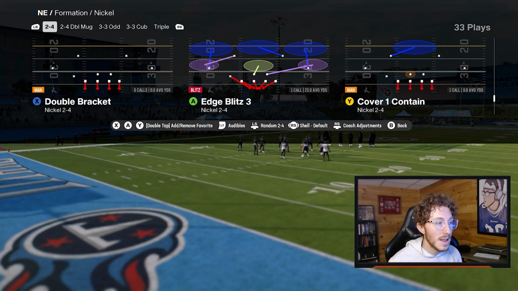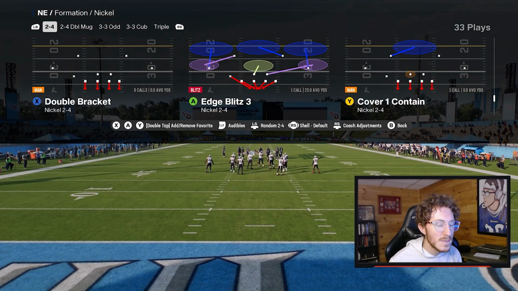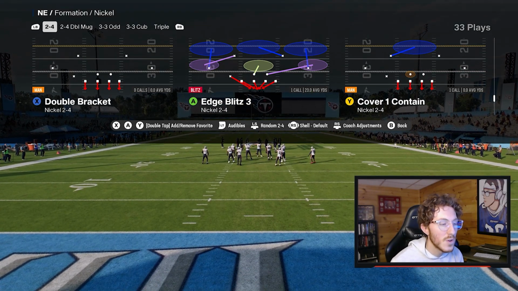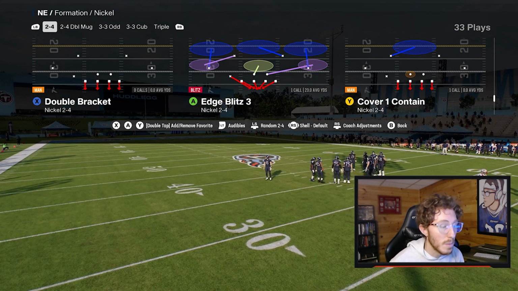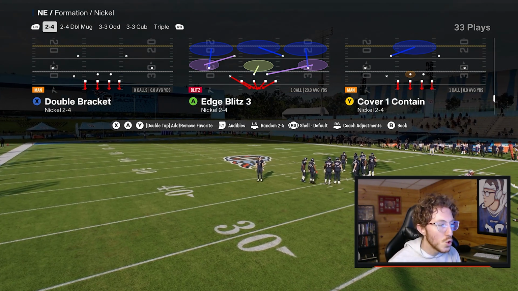This is a play that designates double teams on either 1 or 2 specific receivers on a given play. With double bracket, it's going to be doubling 2 different players, and we're going to talk about how it decides who to double.